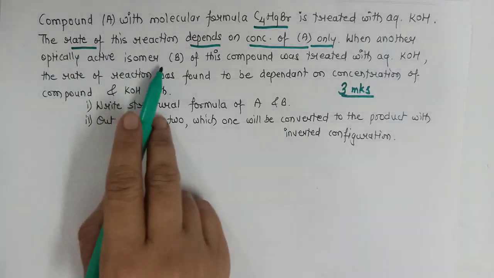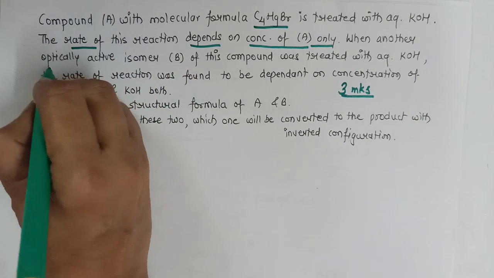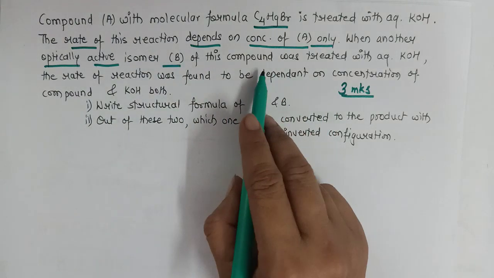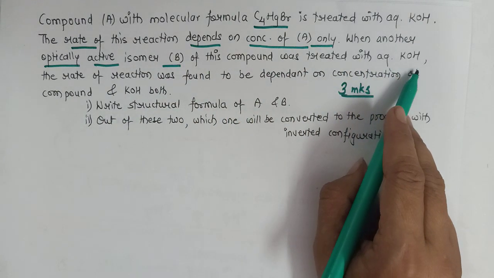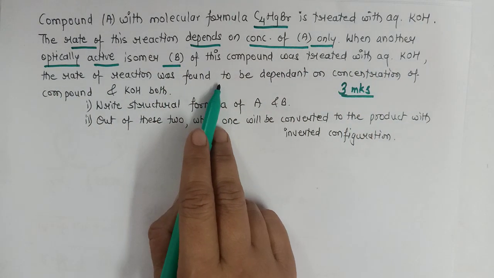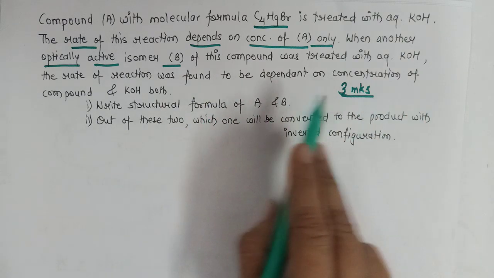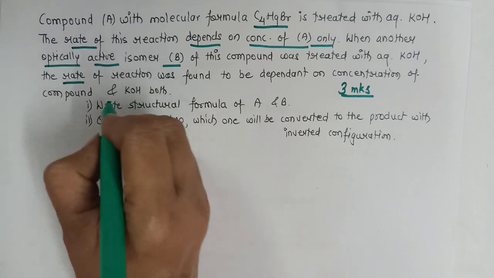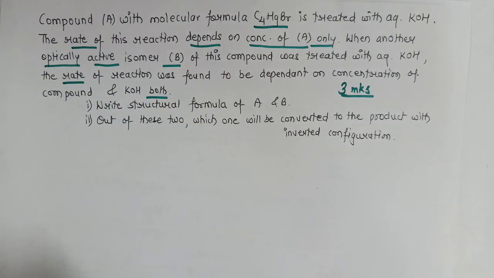When another optically active isomer B, so the next hint is this B is optically active, was treated with aqueous KOH, the rate of reaction was found to be dependent on concentration of compound and KOH both. So for the second case, the rate is dependent on both. Now let us solve all this by using these hints.